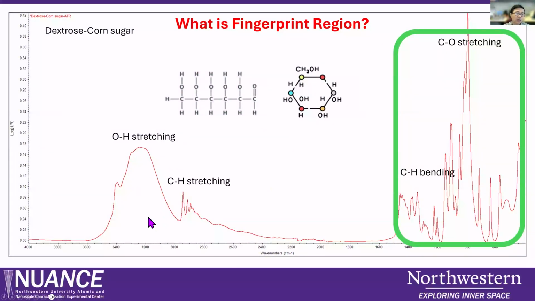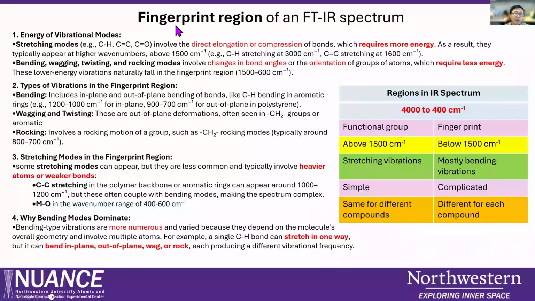This is a glucose spectrum we collected using our instrument. Here is OH, and the carbon-hydrogen is clear, with fewer peaks, but this region is the fingerprint region. Why does the fingerprint region have so many peaks?